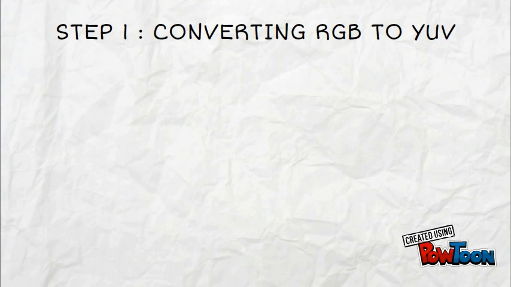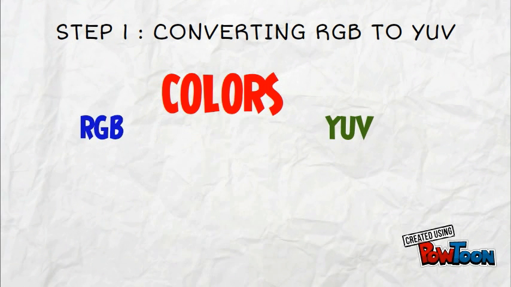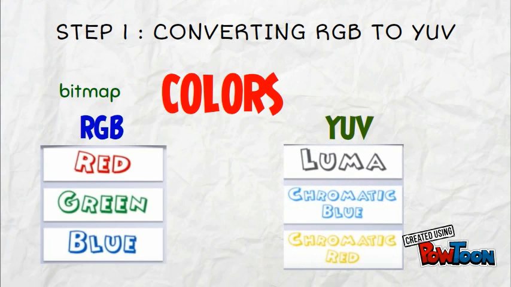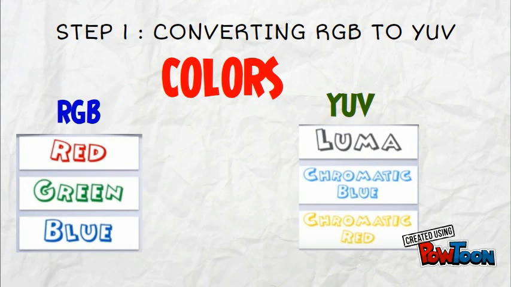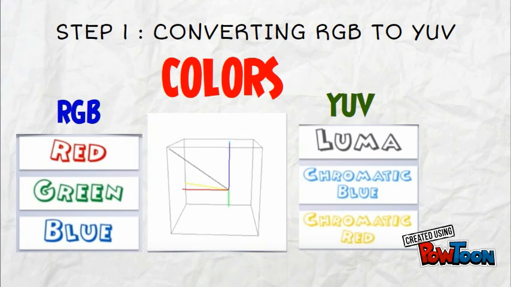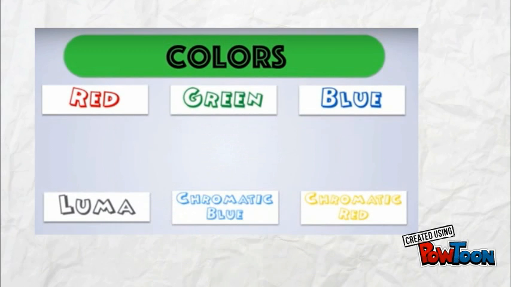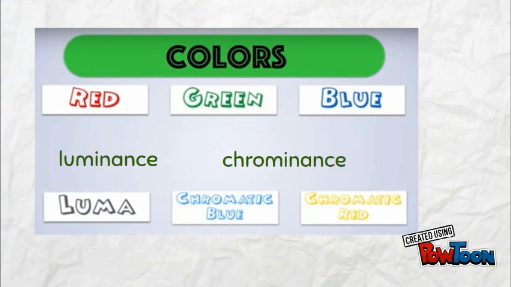Step 1. Converting RGB to YUV. The first difference between bitmap and JPEG is color coding. Bitmap uses RGB values while JPEG uses YUV values. We can see the conversion from RGB to YUV as a transformation of the coordinate system in 3D color space. YUV color mode stores in terms of its luminance and chrominance. The human eye is less sensitive to chrominance than luminance.